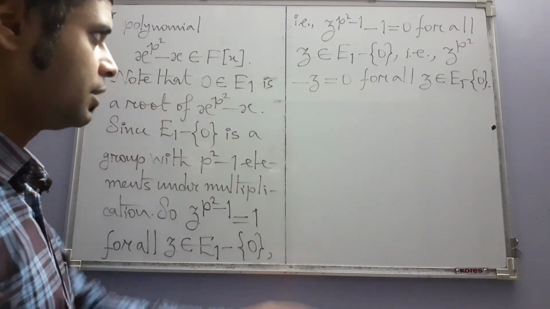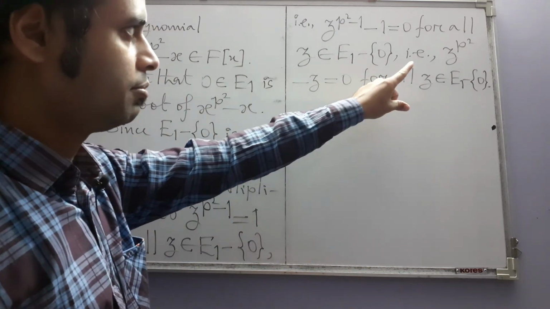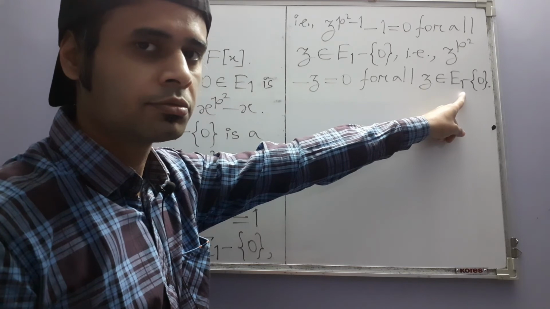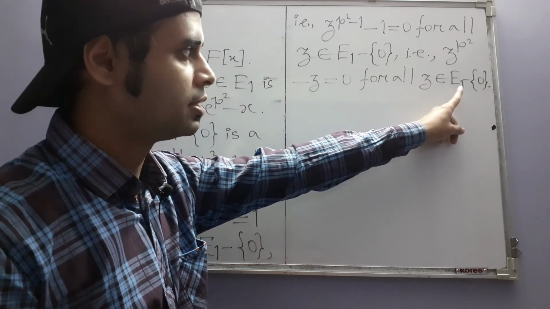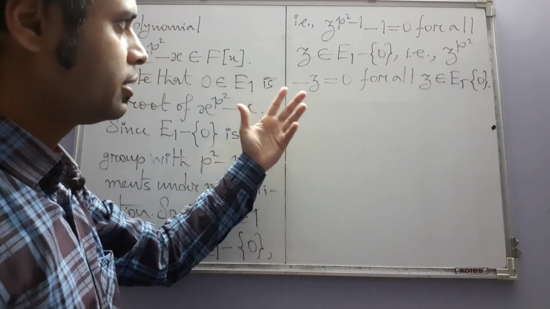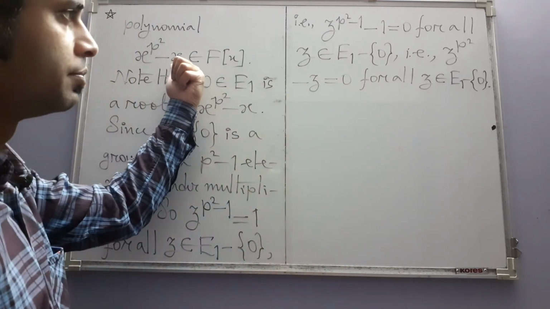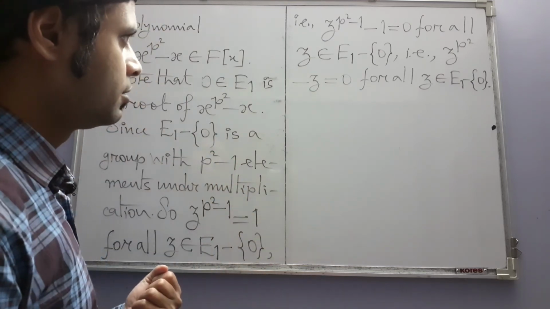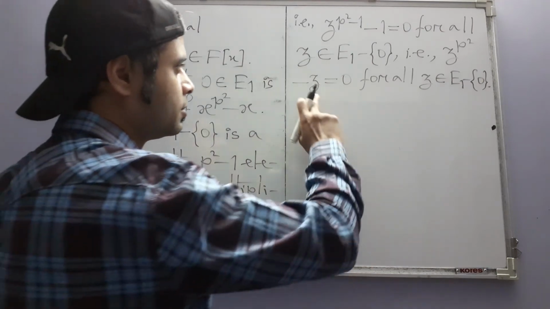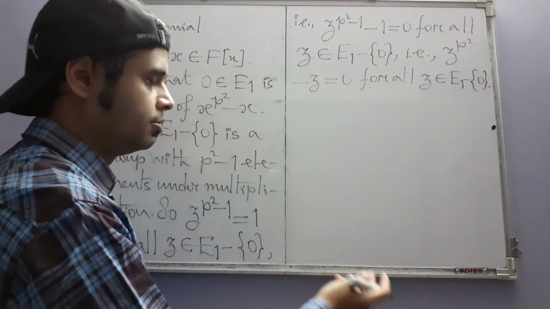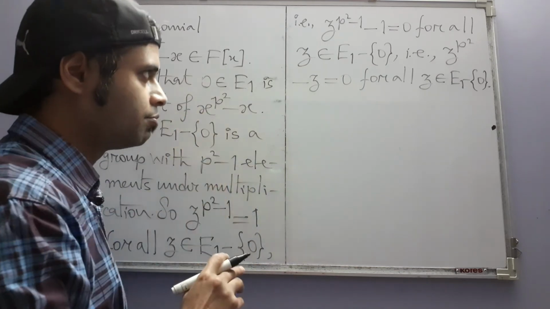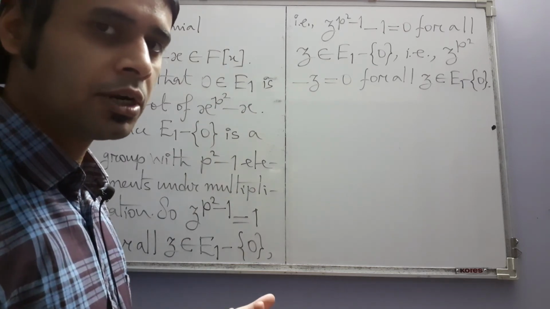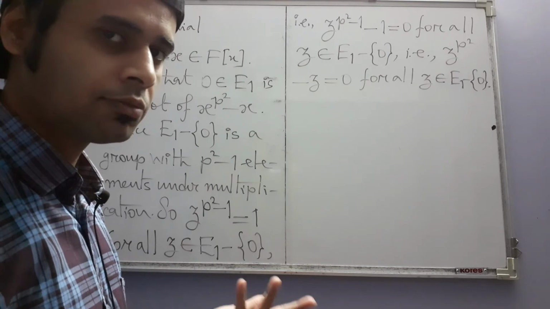So do you see what we have finally got? Namely that this Z, which is any element from this multiplicative group of non-zero elements in E1, is actually a root of our polynomial. And additionally 0 is of course also a root. So how many roots are we getting? Here we are getting p square minus 1 roots plus 1 extra root 0. That means p square roots of the polynomial we have already obtained. But it's a polynomial of degree p square, so it is anyway going to have only p square roots.